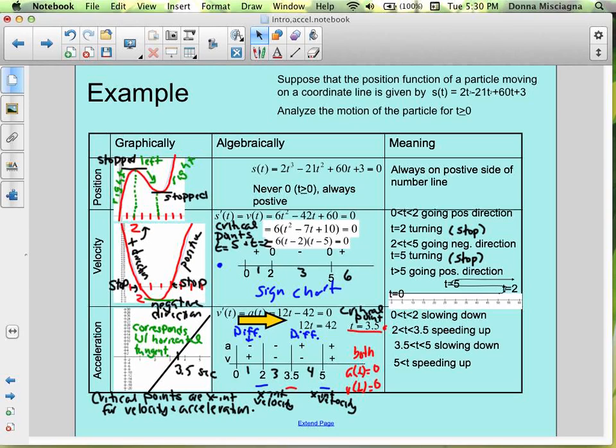Now we're going to analyze our acceleration and compare that to the velocity. We have one critical point at 3.5, so we only need to plug in one value on each side of it. However, we've got a critical point for velocity at 2 and a critical point for velocity at 5. If we want to analyze speeding up and slowing down, we're going to need the sign of both acceleration and velocity. So we're going to need more than just our typical one point in between each interval. We're going to need it on every interval for both velocity and acceleration.